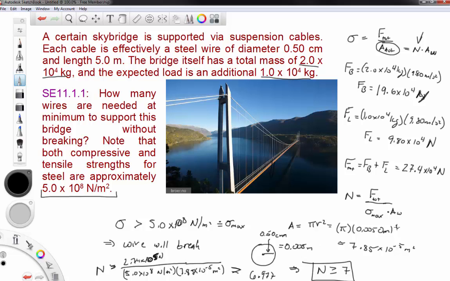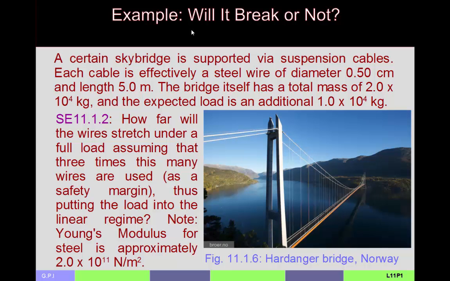Presumably you'd therefore have 8 if you didn't want any safety margin, just because usually they come in pairs, 2 to a side, and that's to help balance torque and everything, so that the bridge is actually under equilibrium condition as well. As a follow-up question to that previous question, what happens if we have 3 times as many wires as found in the previous problem?